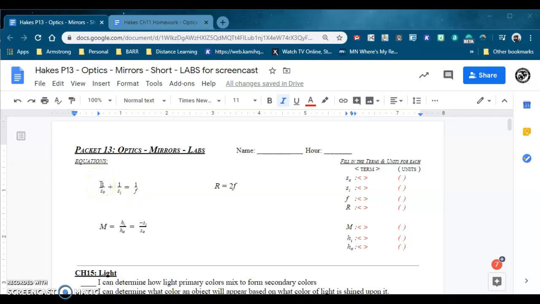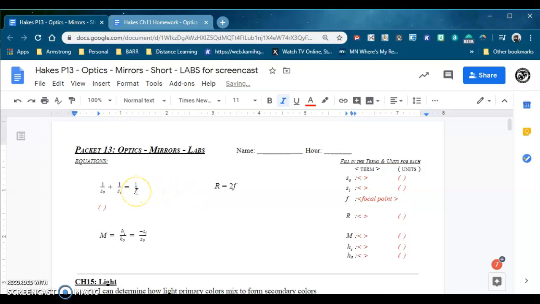So this first one here, let's start with F. We've seen this F before as frequency, but that's not what we're using it for here. Here, this F is the focal point. That's the point at which our image will be focused. It's where our light rays are going to come together and make a focal point.